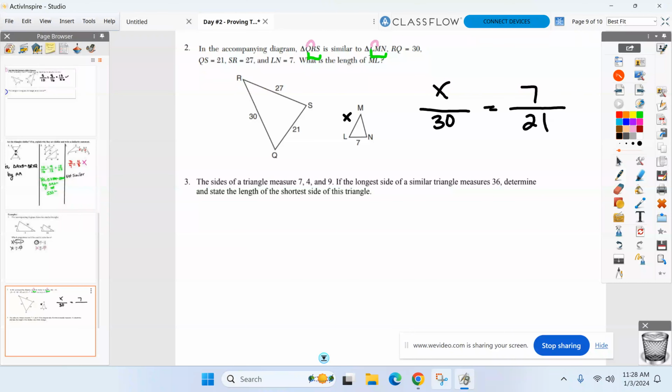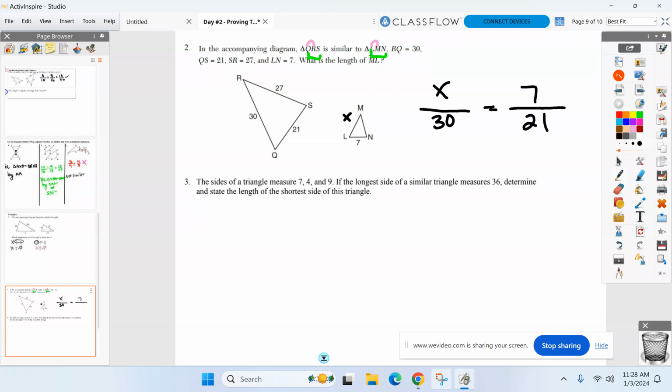Everyone look at my proportion, please. That is not the only way to solve this problem. If you are looking at a different proportion on your paper, you might be correct. Are you cross-multiplying x and 21? And are you cross-multiplying 30 and 7? Because if the answer is yes, you also have a correct proportion. It does not have to match mine. There are different ways to write this proportion. As long as we are always cross-multiplying the same things, keep going. Don't change it.